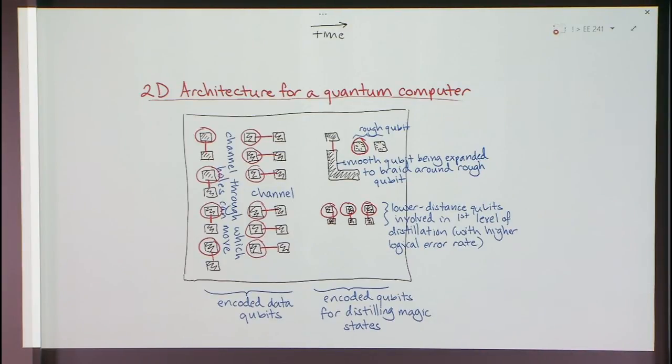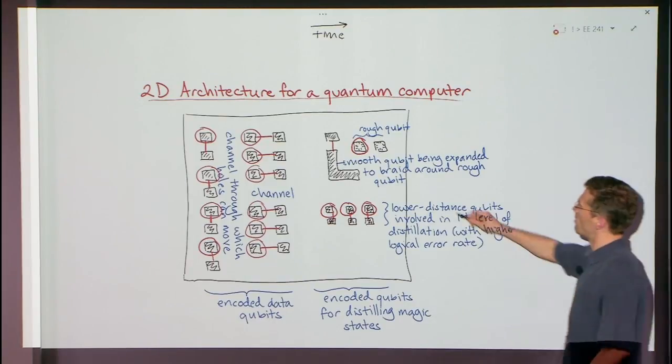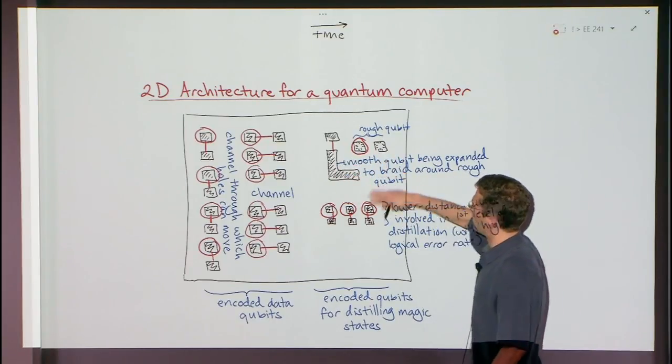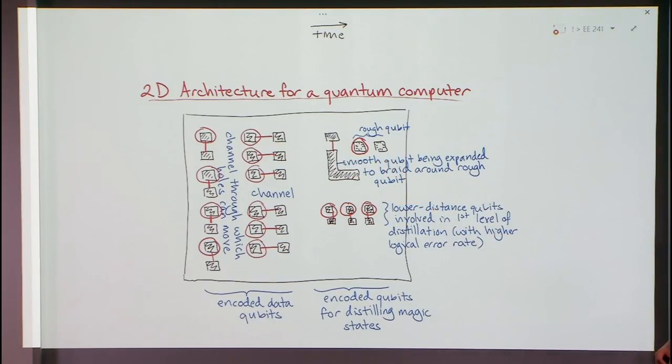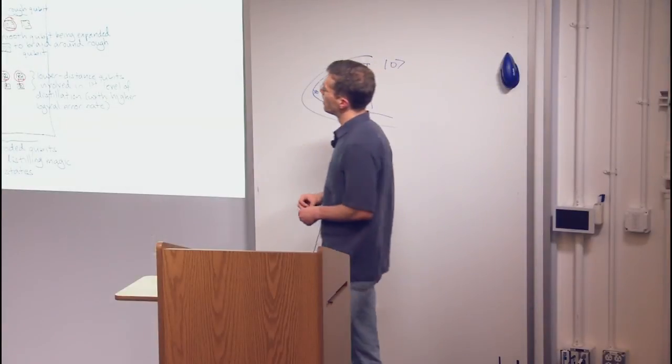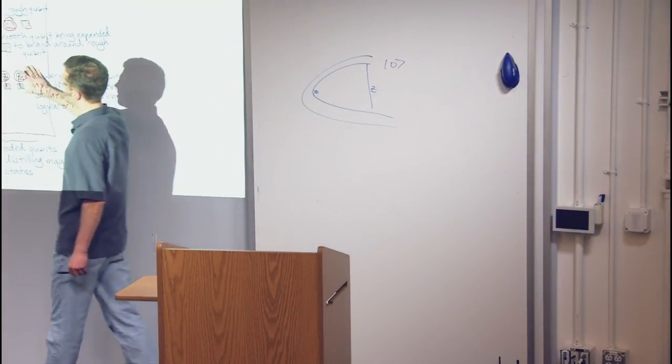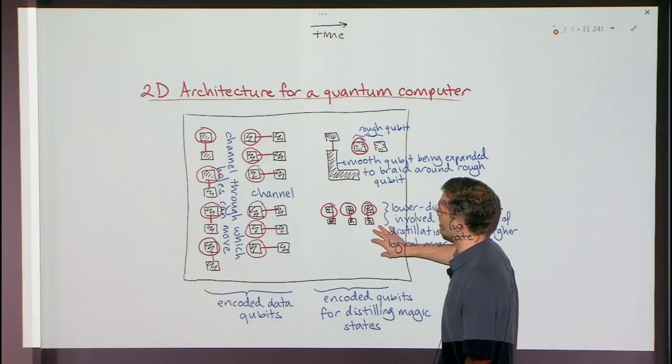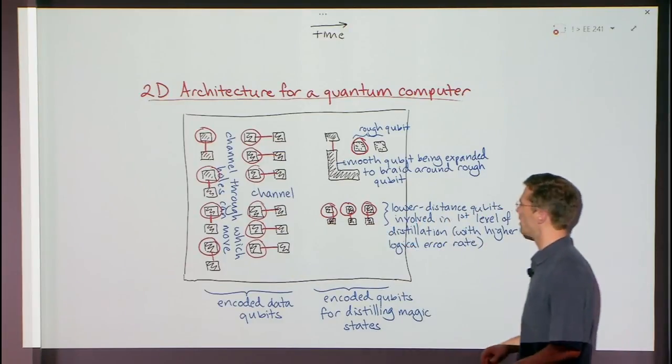You're going to have some rough qubits, some smooth qubits. They're going to be moving around. I haven't talked about how you get universal computation. For that, things get really messy. You need to talk about distilling certain kinds of states. It's not just braiding holes around other holes. And so actually, probably most of your diagram will be used for distillation and not for encoded data.